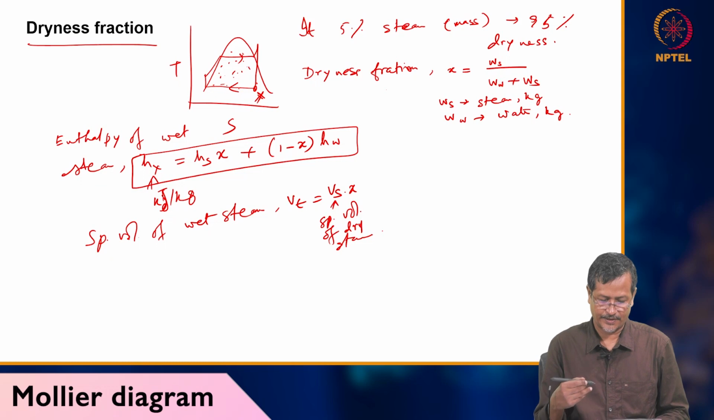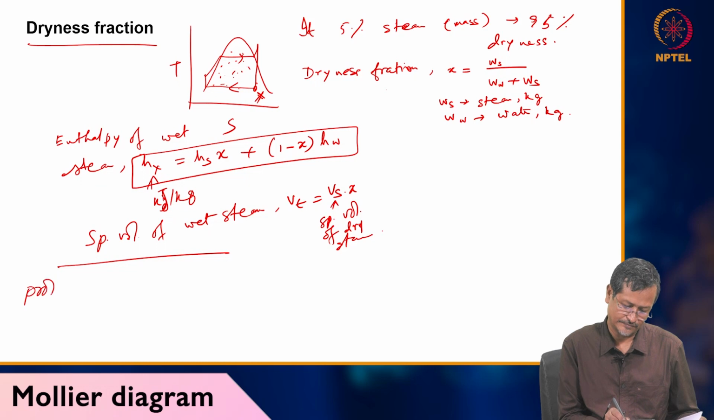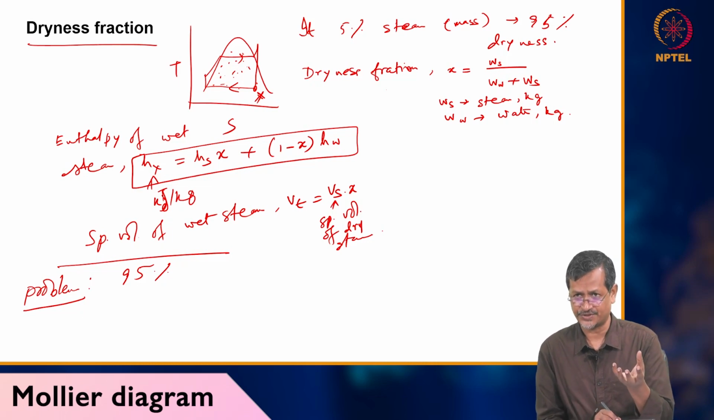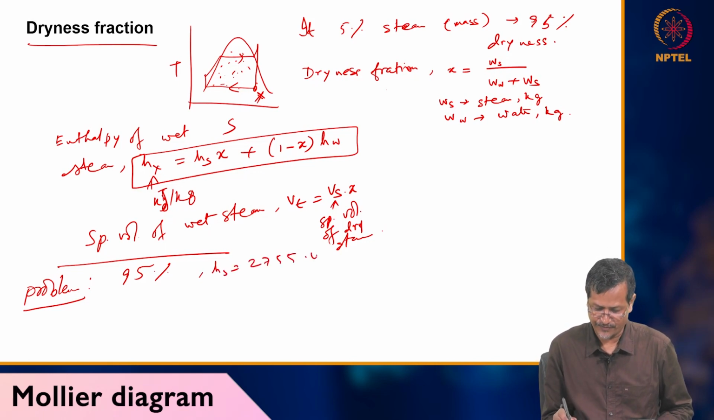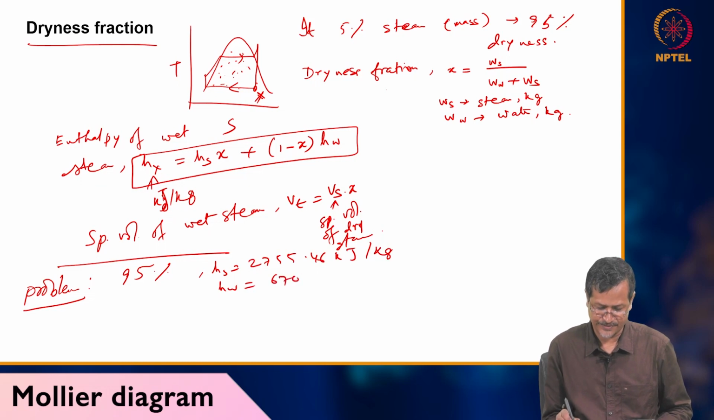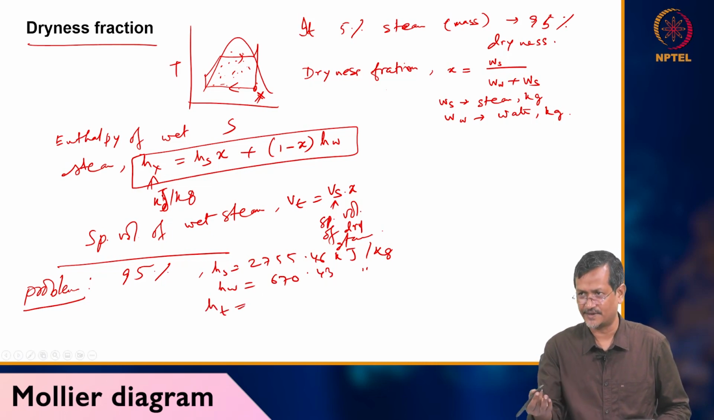Now, let's see a simple problem. Let's say 95% dryness is there. You have taken a certain sample of steam-water mixture, and dryness is 95%. The data is given. Hs is 2755.46 kJ per kg. H water is given as 670.43 kJ per kg. Then how can you calculate Ht? You just put in the simple direct formula.